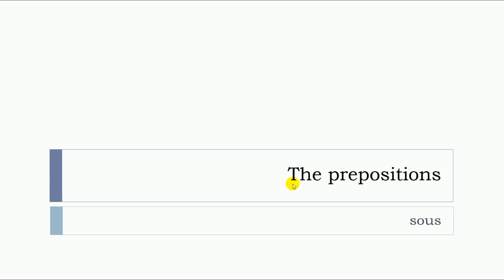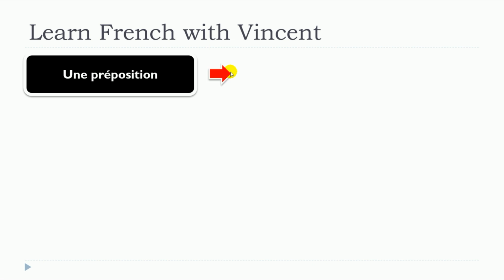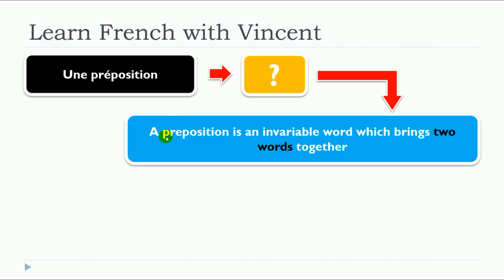In this lesson, we will see together the prepositions, but we'll see more precisely sous. So, of course, the first thing that we need to see together is what is une préposition? Well, a preposition is an invariable word which brings two words together.